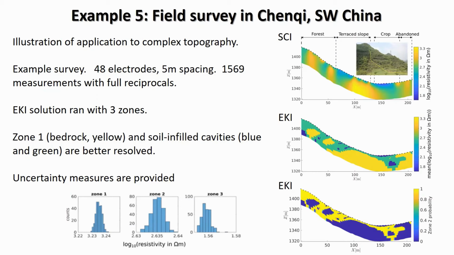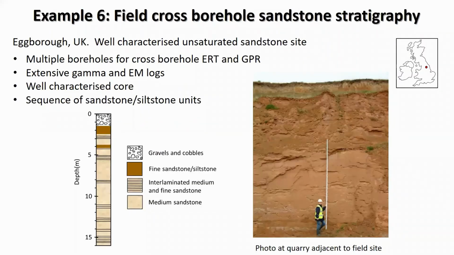In this final example, we're going to look at a well-characterized site near the village of Eggborough in the UK. And this is a site that we studied some time ago. And we picked this site for this illustration because we've got a lot of independent measurements that allow us to compare our resistivity inversion with other data.